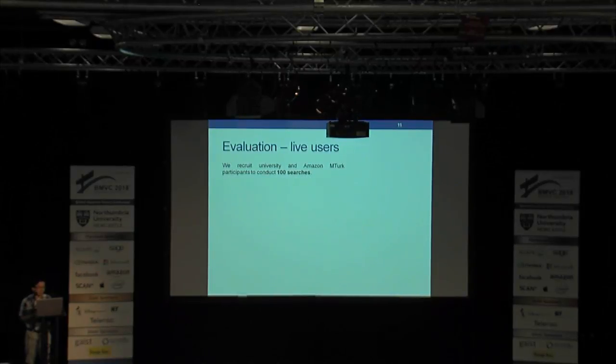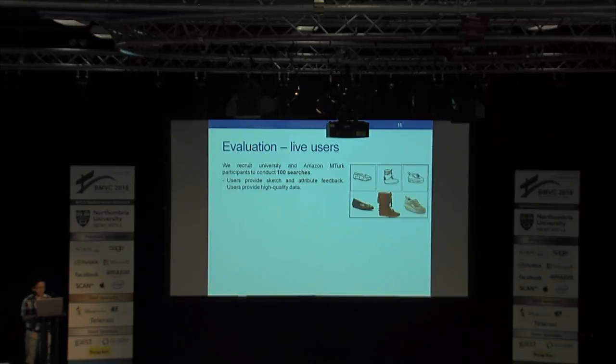Now we want to do a more challenging experiment, and in this case we do it with live users. So we recruit university and Amazon Mechanical Turk participants to conduct 100 searches. In this case, users provide a sketch and attribute feedback, and it's also worth noting that the sketches provide high quality data. For example, there are some drawings of a flat shoe that have big details like the flower ornaments, or some details on the boots like the shoelaces at the top and in the middle.